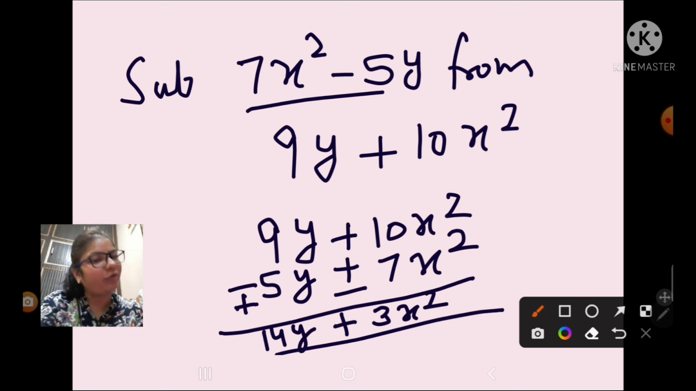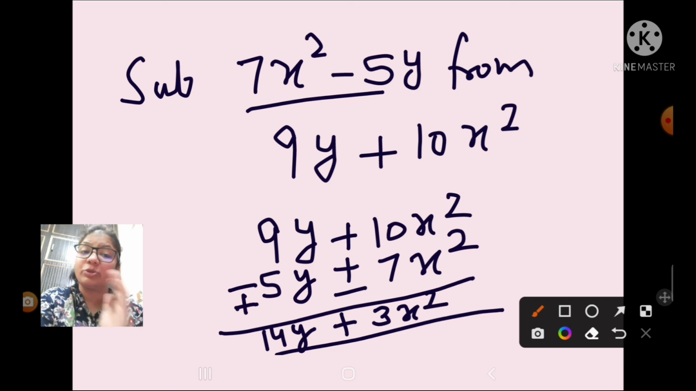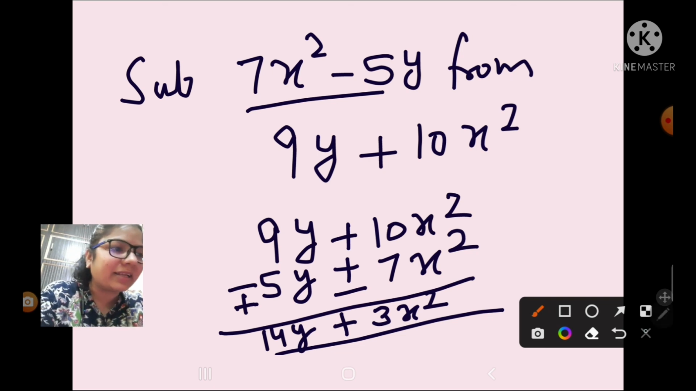You know very well, only like terms you can add or subtract. When you are adding terms with the same sign, we add. Terms with the opposite sign, we subtract. And we put the sign of the bigger term. Isn't it so easy? So please practice this.